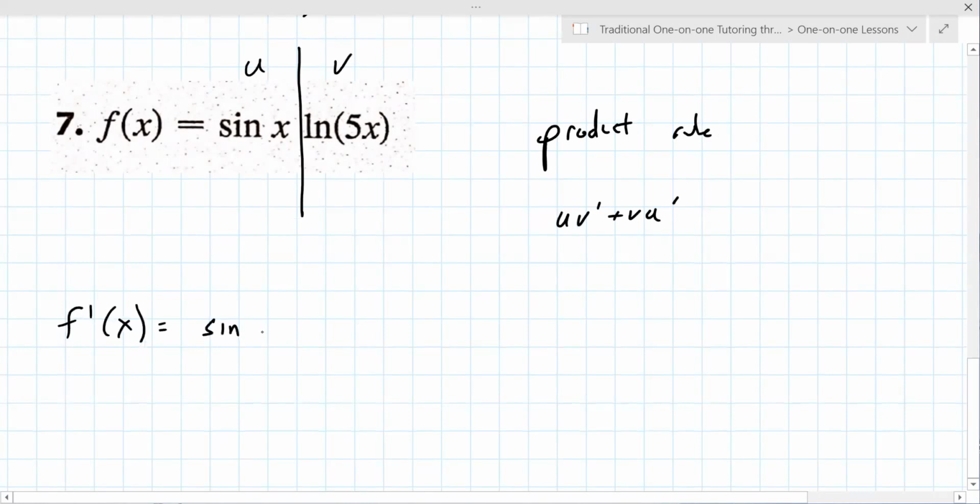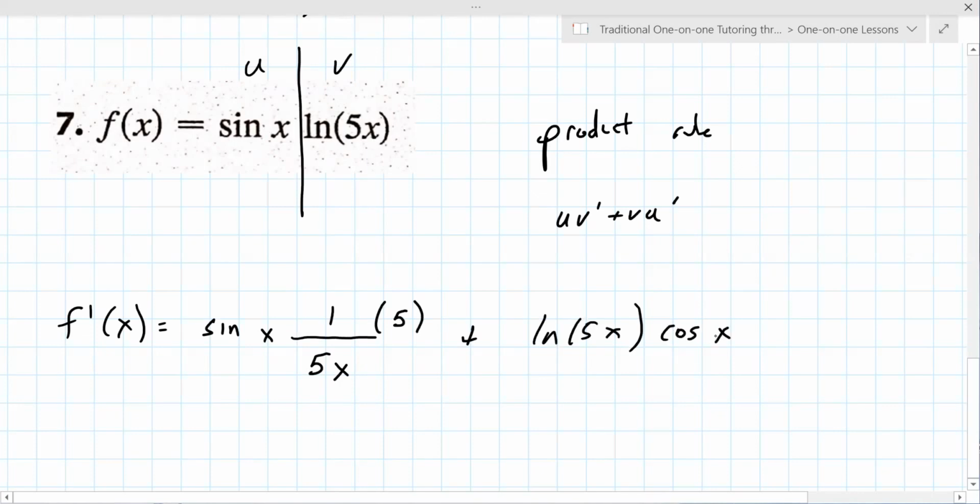we keep the first, sine x. The derivative of natural log of 5x is 1 over 5x times, what's the derivative of 5x? 5. Just 5. Plus, v is ln 5x, and the derivative of sine is cosine x. And then you probably want to do some cancellations over here. The 5 and 5 cancel out. So this is sine x over x plus cosine x natural log 5x.